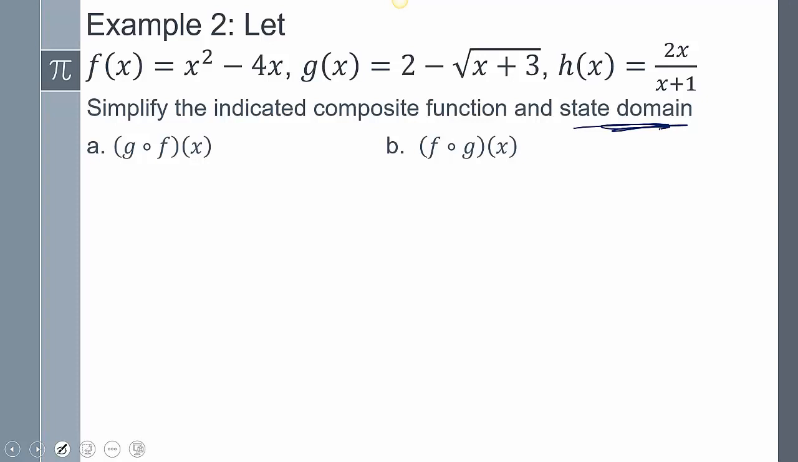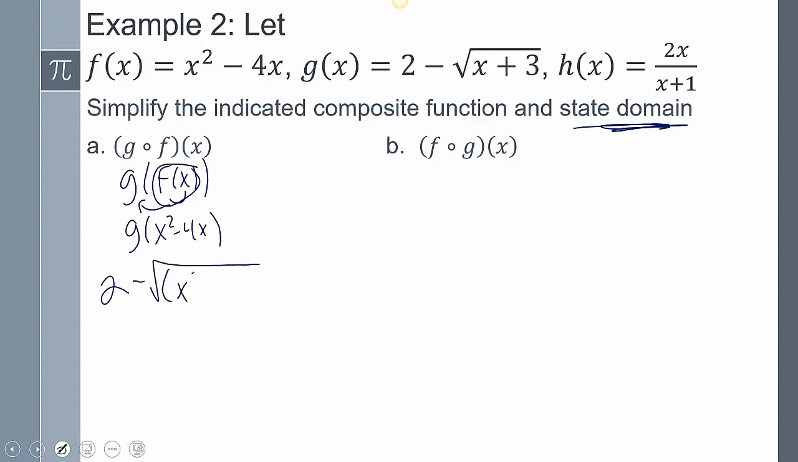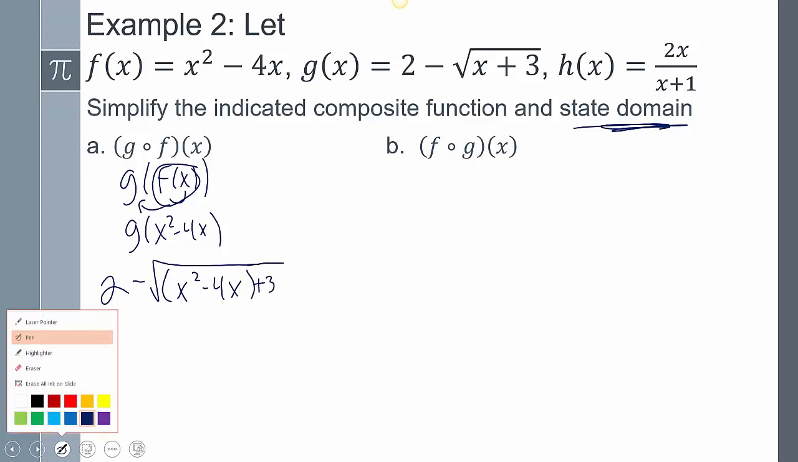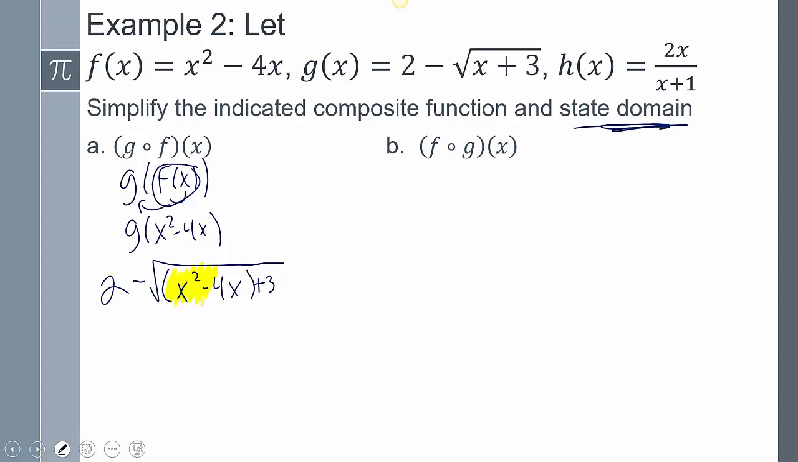So the first says g of f of x. Well, it's asking us to take x and plug it into f. Well, that's not going to change anything. So now it's asking me to take my f function and plug it into g. Well, my f function we said was x squared minus 4x. So I'm going to plug x squared minus 4x into my g function. So that's going to be 2 minus the square root of x squared minus 4x, and then I have that plus 3.